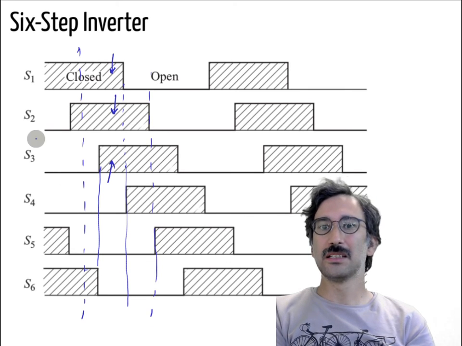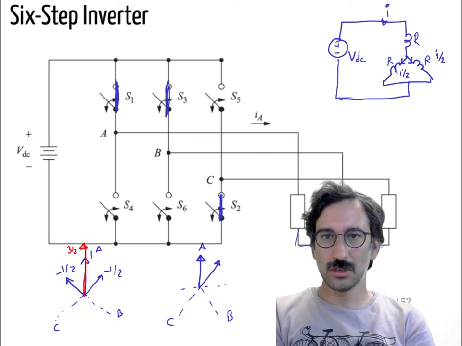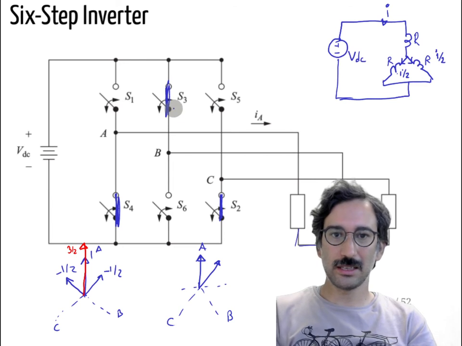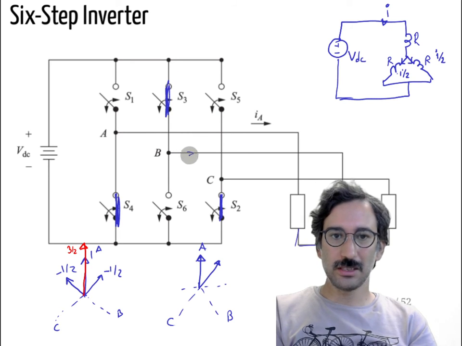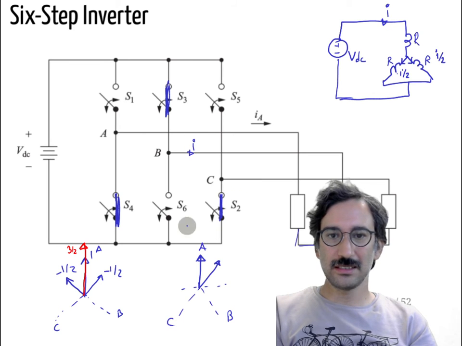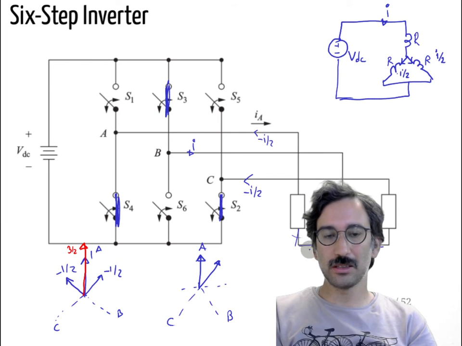So now I'm at that position. S2 is still the same, S3 is still the same. I'm just making one change, turning off S1 and turning on S4. So now that one is turned off and that one is turned on. Let's have a look at that one. The only phase connected to the positive polarity is phase B. Phase B is carrying I, and phase C and phase A are connected in parallel, so they are carrying minus I over 2, minus I over 2.